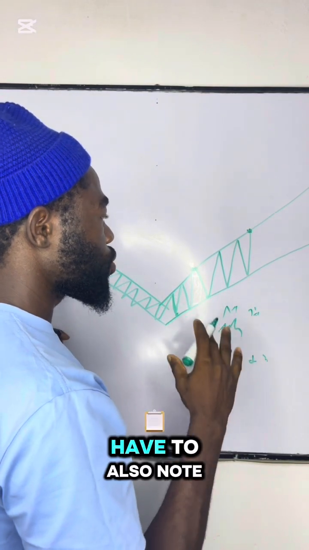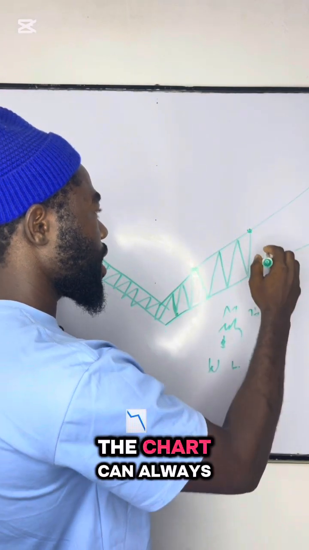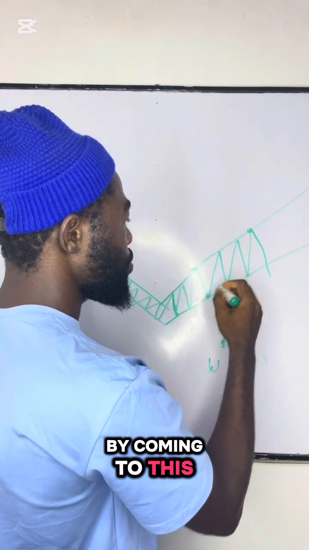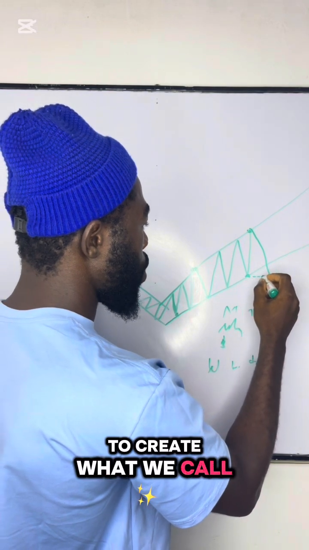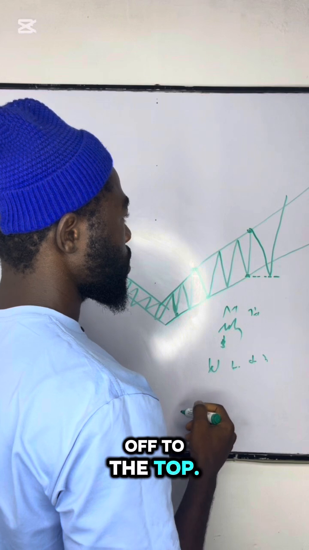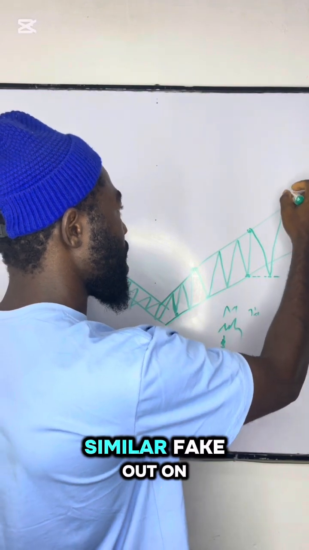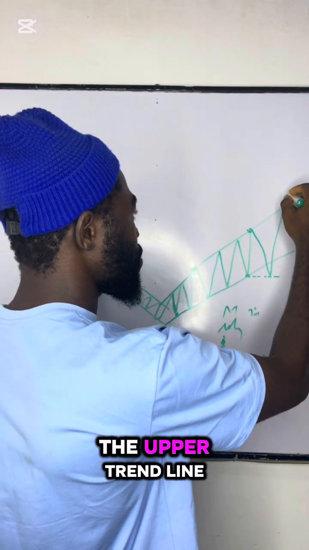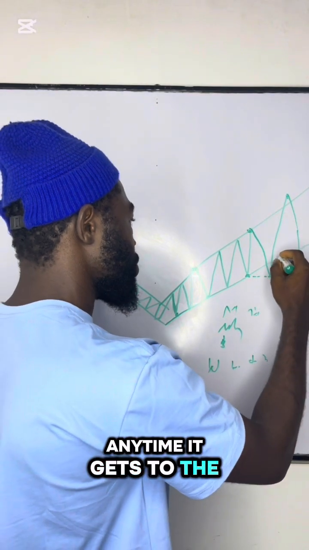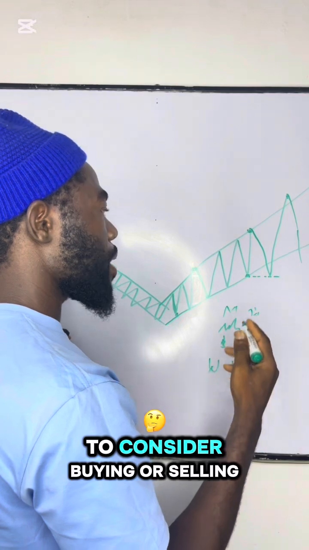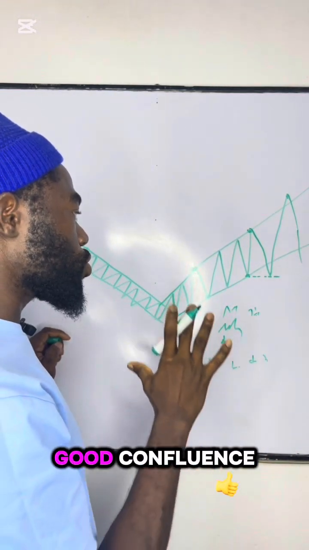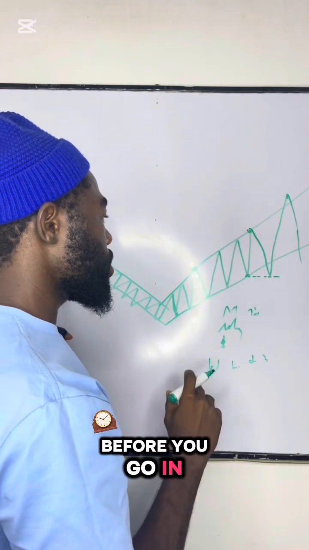But one thing you also have to note is that the chart can always make a fake out on a trend line by coming to this previous low to create what we call equal lows before it can take off to the top. Sometimes it can also create a similar fake out on the upper trend line before it will drop. So in either way, anytime it gets to the trend line, you just don't have to consider buying or selling from that. You have to make sure you observe for some good confluence before you go in for that.